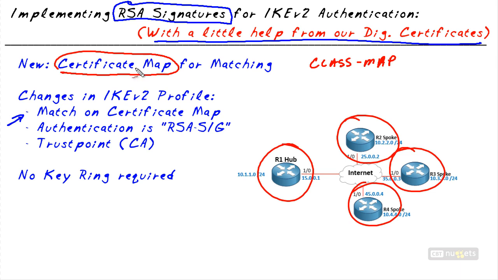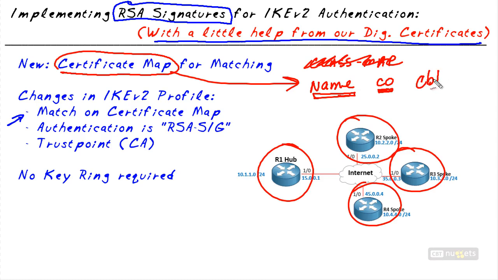Well, a certificate map does that same type of function, except instead of looking at packets or certain types of traffic, a certificate map is set up to look for specific things in a certificate. So for example, we could create a certificate map that's looking for specific aspects of a certificate, such as the name. If we were looking for the name CBT Nuggets as part of the name inside the certificate, we could say name co, which represents contains, CBT Nuggets.